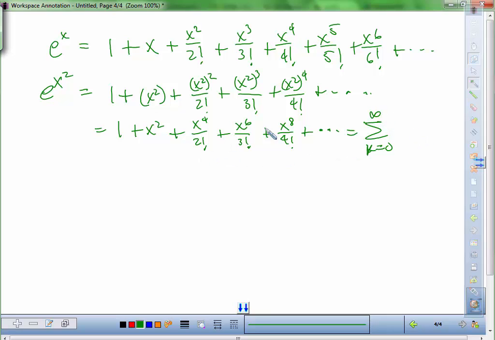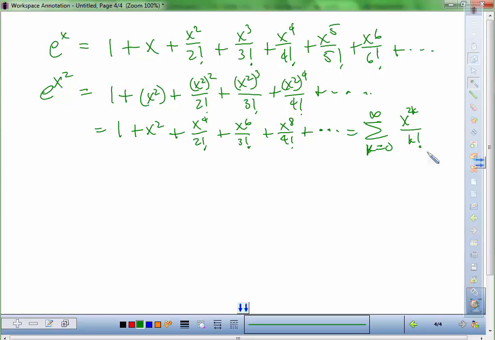The sign doesn't change, so I don't need a negative 1. I have x to the power is always even, and the factorial is half of the power. So this is your power series for e to the x squared.